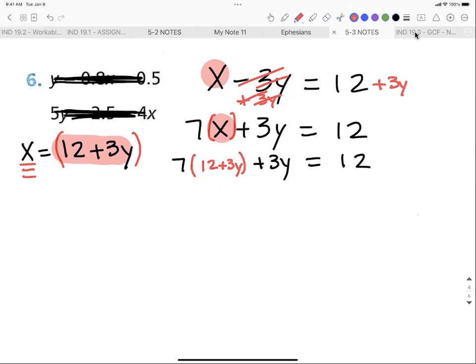So I'm substituting in a value for x. Now it's just solving the equation. And this takes us back to early on in the first semester. When you see parentheses, you should think what? What did you say?